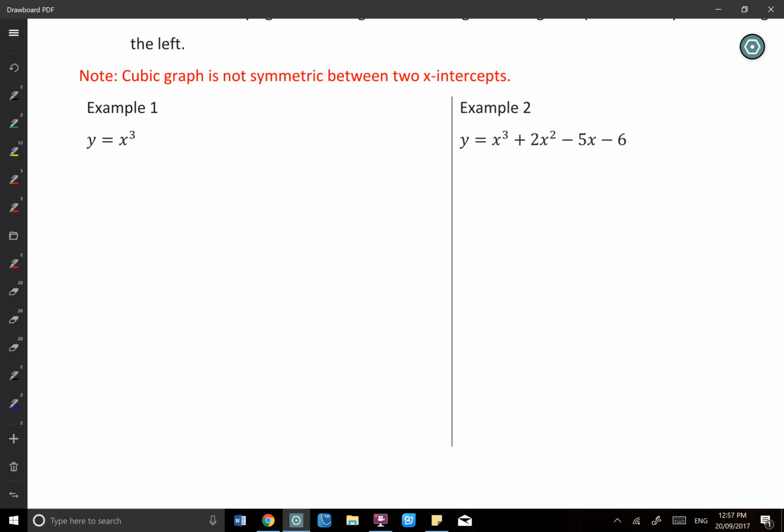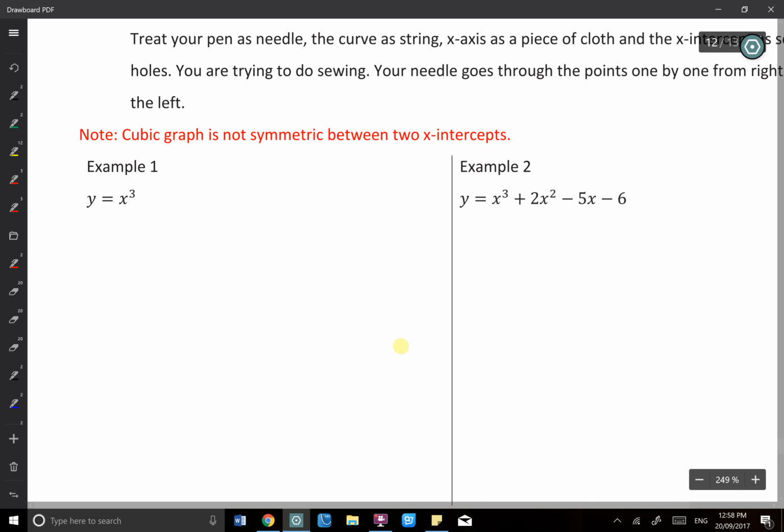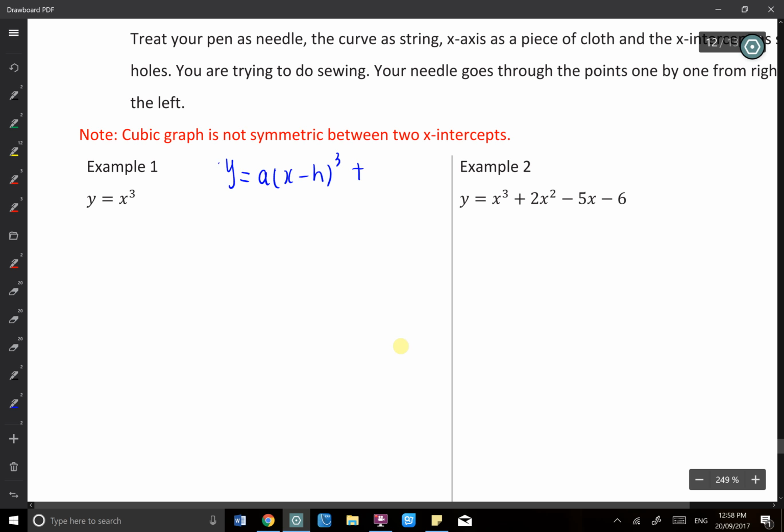There are two different types of graph. The first type is purely y equals x cubed. For this type of graph, there's a particular shape. Anything in the shape of y equals a(x minus h) cubed plus k.